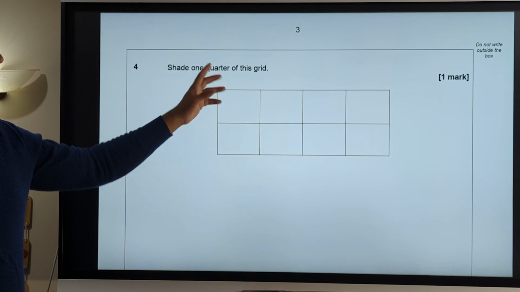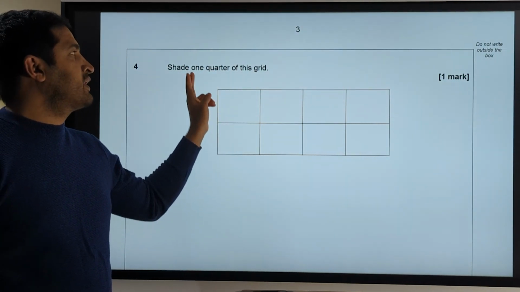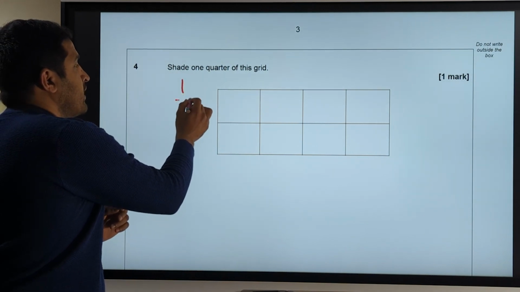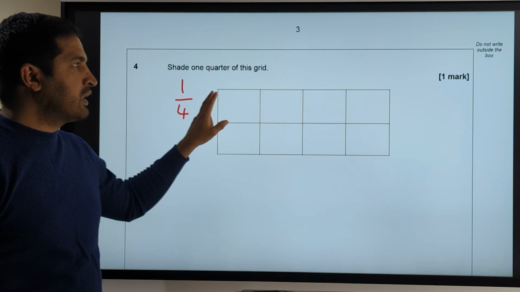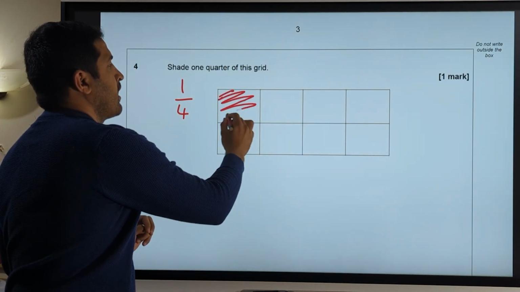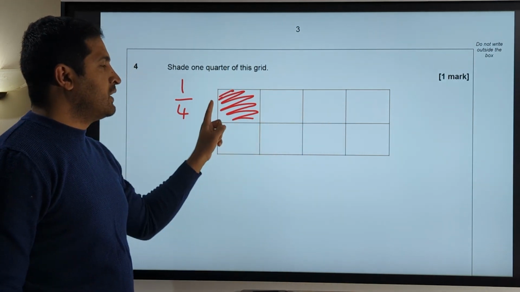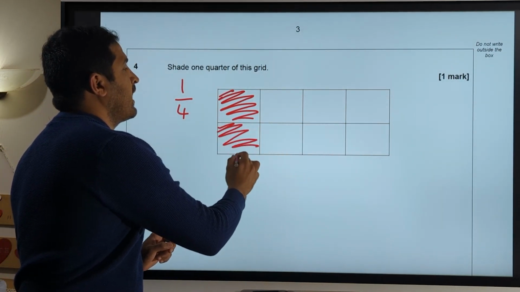So you're saying shade 1/4 of this grid. What we're looking to do here is just shading 1 part out of 4. That's what 1/4 is. But there are 8 pieces here. Well, you can think of this one here. First 4 pieces, you're shading 1 part out of these 4. And then you shade 1 part out of these 4. So 1 in every 4.